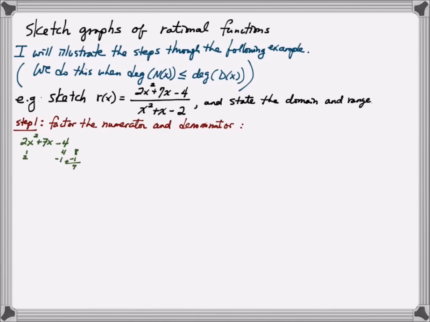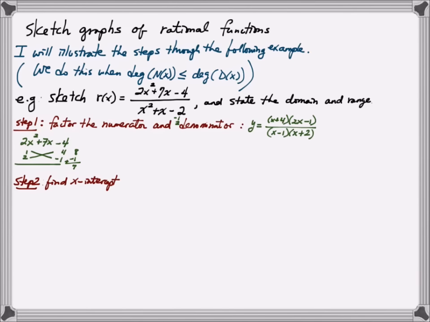For the denominator polynomial, I'm simply just going to use 1 and 2 and attach a negative on the 1 to give me the positive 1 in the middle. I get on top x plus 4 and 2x minus 1. On the bottom, I have x minus 1 and x plus 2.